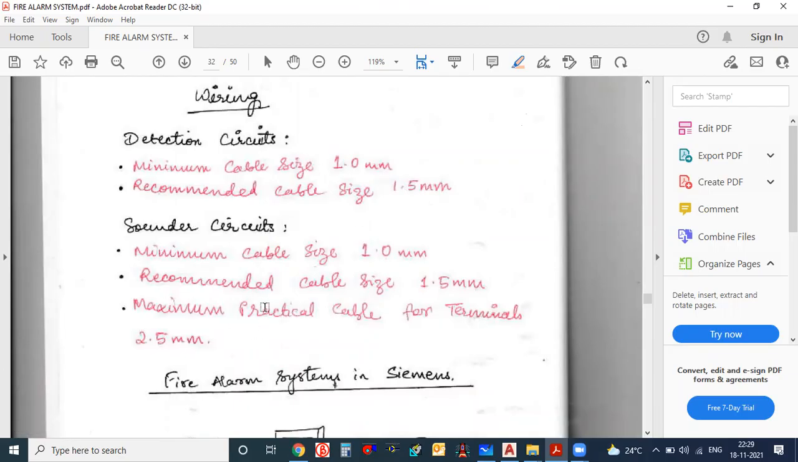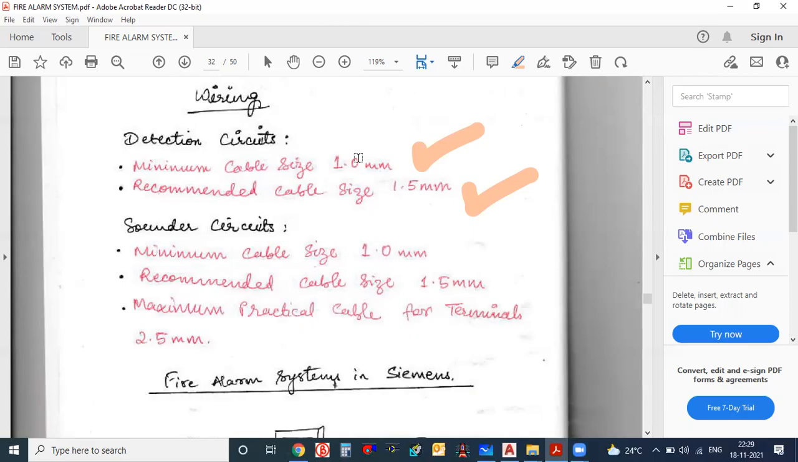How can we determine 1.5 square mm cable? This is done by electrical people actually. This is the very basic size you select actually. If you select 1 mm fire rated cable, it will cover 800 meters. If you select 1.5 mm, it will cover 1.2 kilometers.